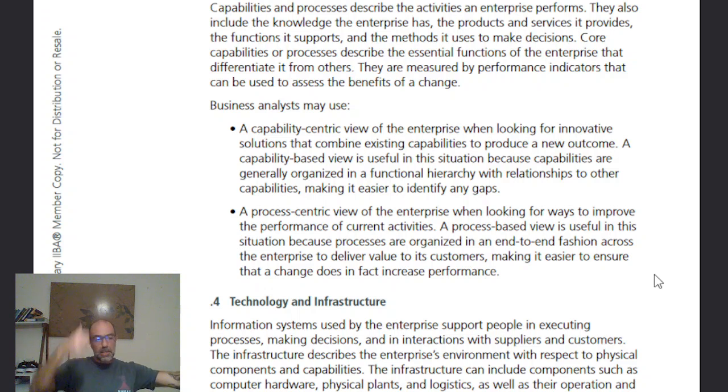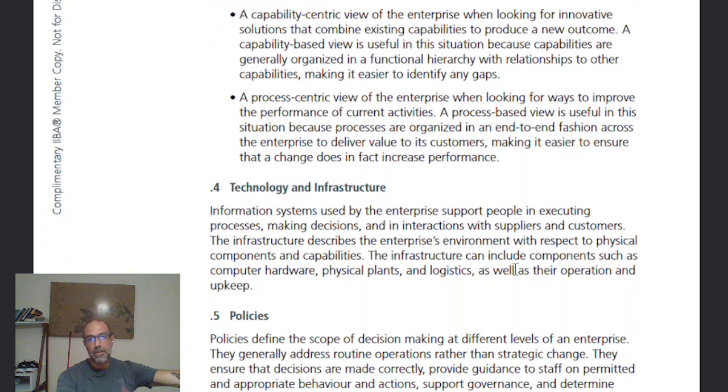Ultimately, everyone has processes in how they do things, but you can highlight them, you can look at them differently, you can teach new skills that allow the process to move forward, or you can even standardize them across the enterprise to deliver value to its customers, making it easier to ensure that change does in fact increase performance.